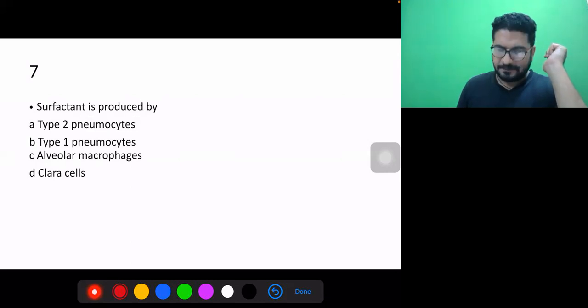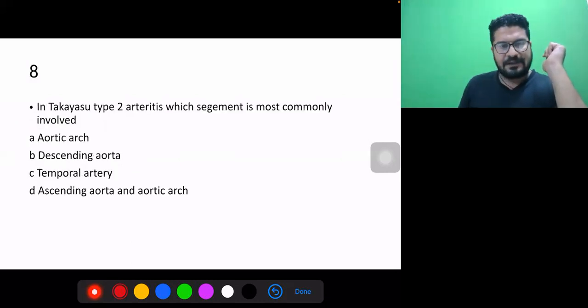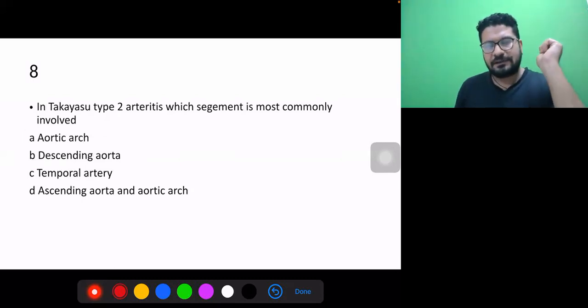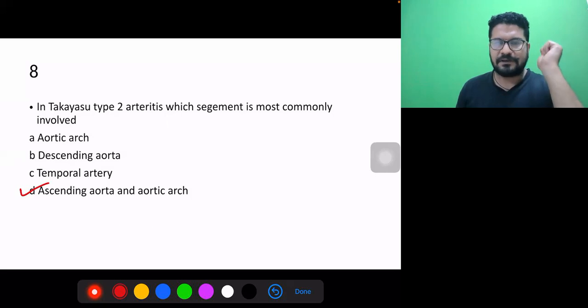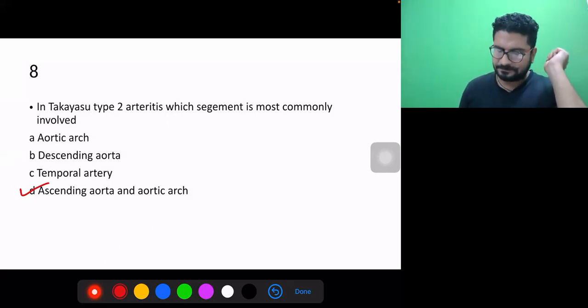Then an easy question. Surfactant is produced by type 2 pneumocytes. Then we have Takayasu arteritis. There are different variants of Takayasu arteritis. Generally you will see involvement of the ascending aorta and aortic arch. So remember, Takayasu type 2 arteritis will involve the ascending aorta and aortic arch.